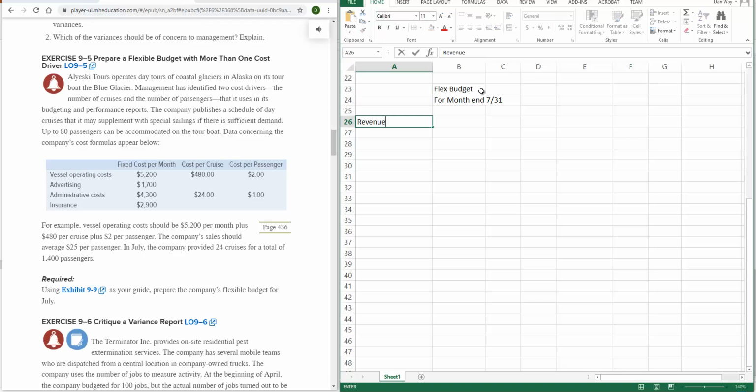So first line is going to be revenue again, and the only information we have about that is this should average $25 per passenger, and it told us we ran 24 cruises and a total of 1,400 passengers. So we'd expect that revenue to be $35,000.